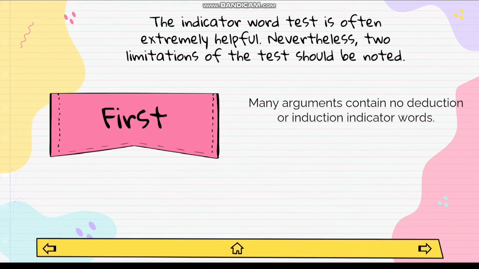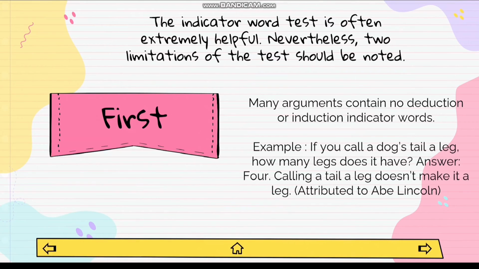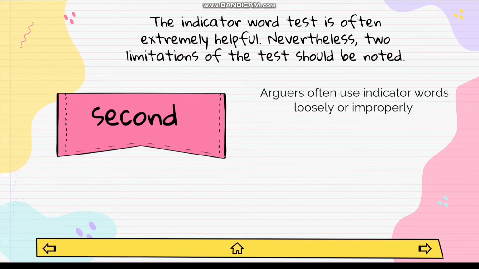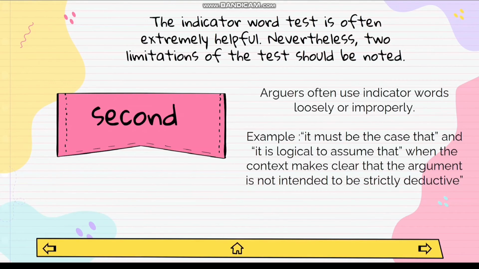First, many arguments contain no deduction or induction indicator words. Example: if you call a dog's tail a leg, how many legs does it have? Answer: four. Calling a tail a leg doesn't make it a leg. Second, arguments often use indicator words loosely or improperly. Example: "it must be clear that" and "it's illogical to assume that" when the context makes clear that the argument is not intended to be strictly deductive.